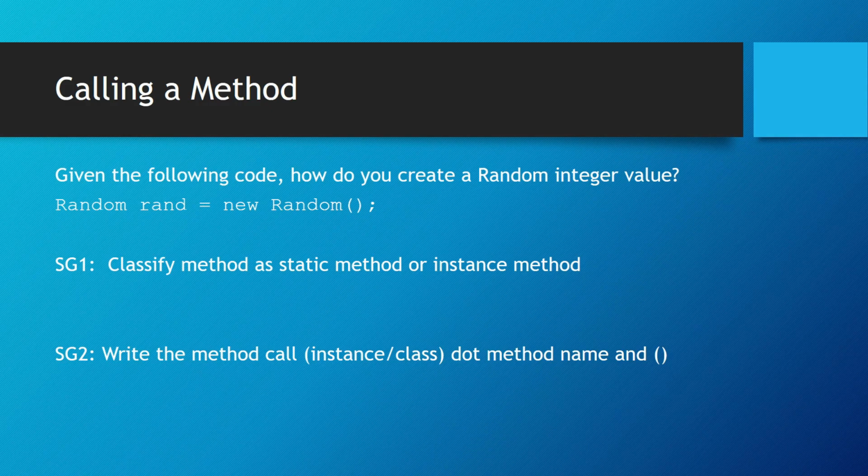rand variable. For subgoal 1, we need to classify the method as a static method or an instance method. In this case, we have an instance method and we have an instance called rand. For subgoal 2, we need to write the method call. So we use the instance that we have, rand, and then we add dot and the method name. The method name to create a new random integer variable is nextInt. And finally, we add the open and closed parentheses.